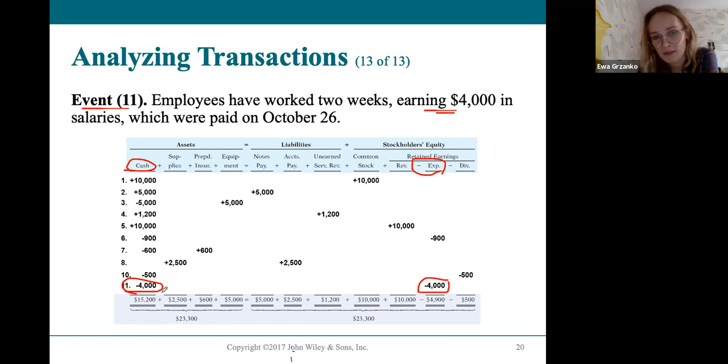Credit to cash 4,000 and debit to wages expense 4,000. Yes. The debit's going to be the salaries and wages expense. Excellent. That's the name of the account. That's what we have to say. Perfect.